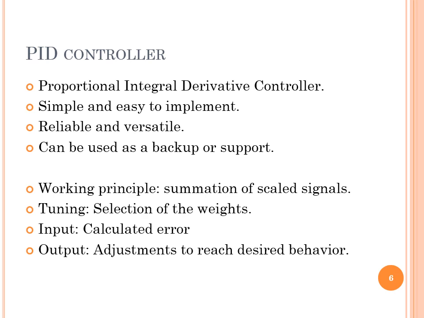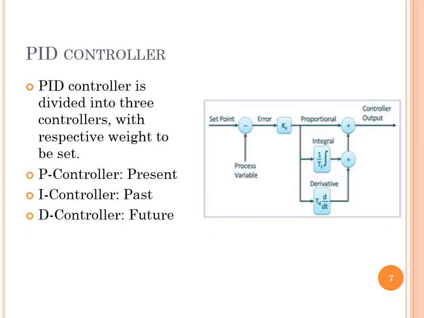The selection of the right weights is called tuning. Basically, there are three weights: the proportional, integral, and derivative weights, which are called factors. The input of a PID controller is generally the calculated error, which is the difference between the current output and the desired one. The output of the controller corresponds to the adjustments needed to reach the desired behavior of the system.